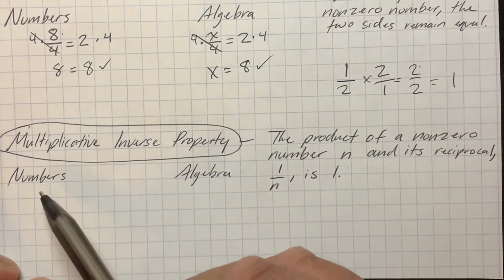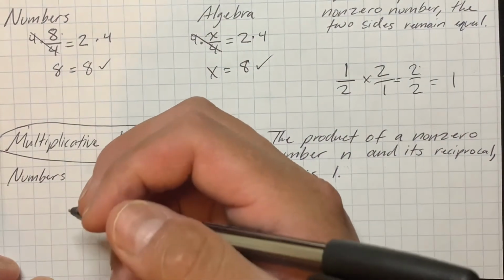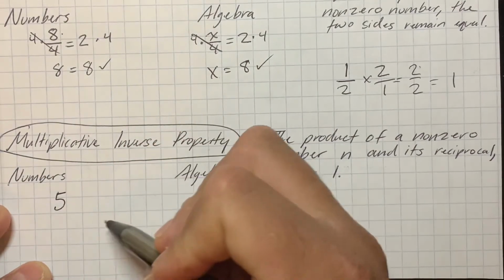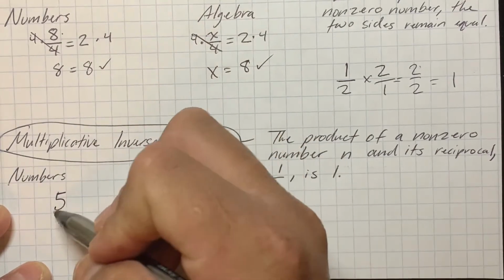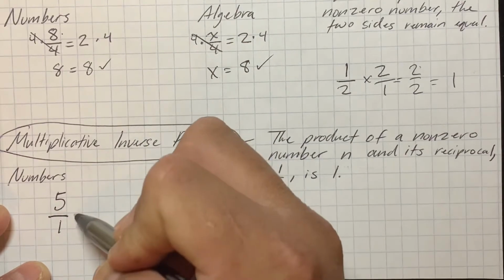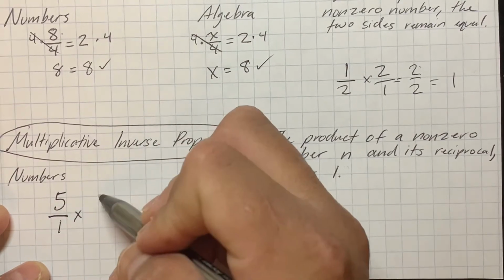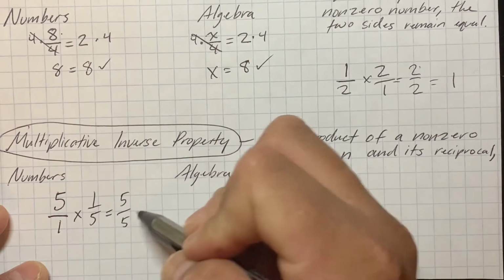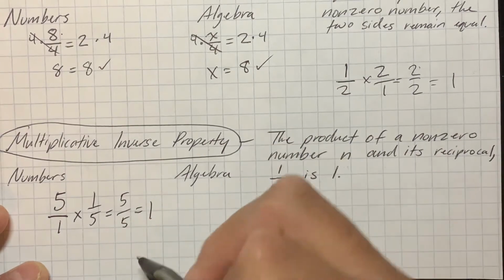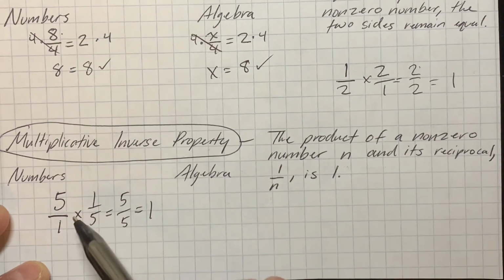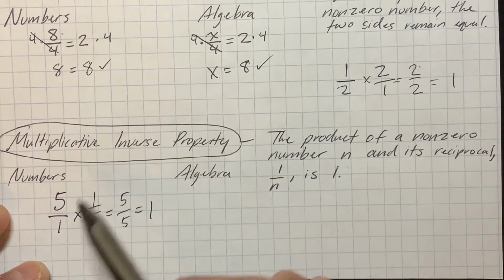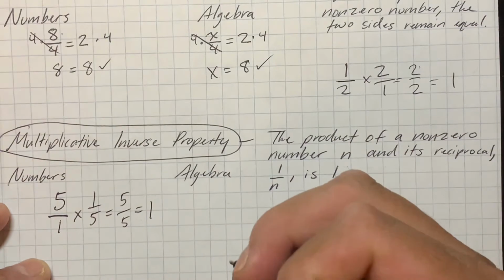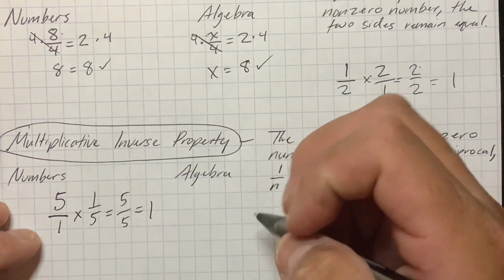Okay, so in this case we have numbers here. What we're going to do is we're going to use 5. Now to make 5 into a fraction, we put a 1 underneath of it, and then we're going to reciprocate. 5 over 1 becomes 1 over 5. 5 times 1 is 5. 1 times 5 is 5. 5 divided by 5 is 1. Okay, so again, the product of this non-zero number, 5, and its reciprocal, 1 over 5, is going to equal 1.